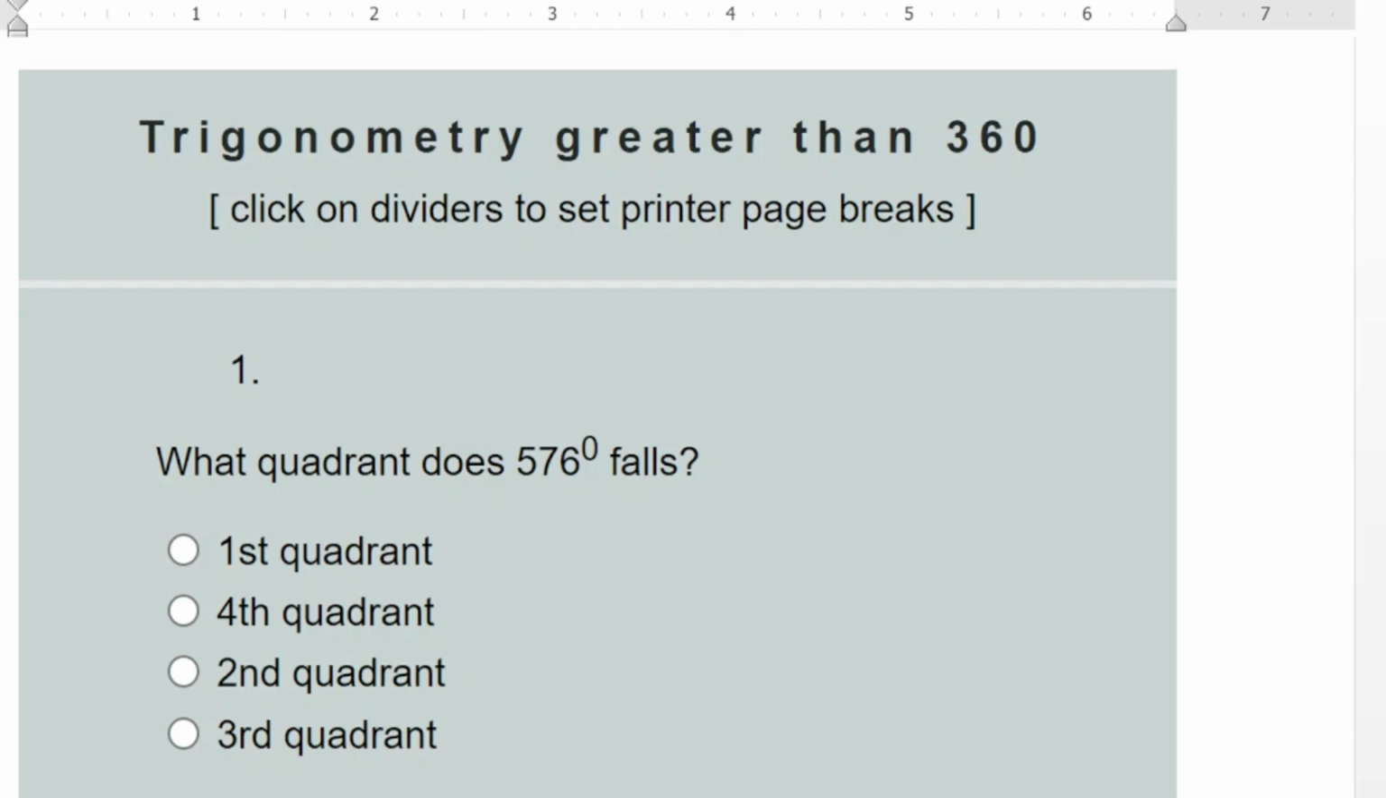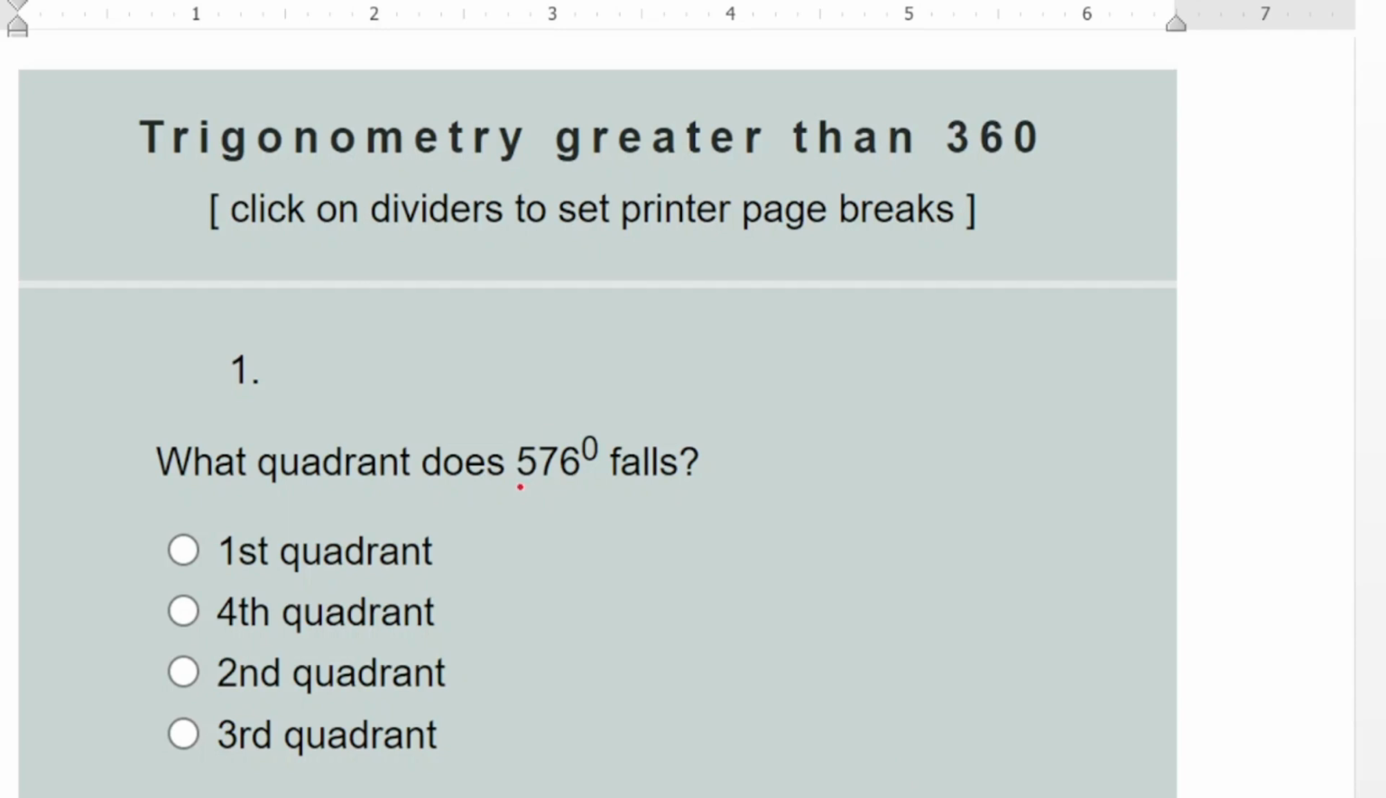So in this class, this is a correction to trigonometric angles greater than 360 degrees and negative angles as well. The first question asks us to find the quadrant of 576 degrees. In this case, you can see that this is greater than 360 degrees.